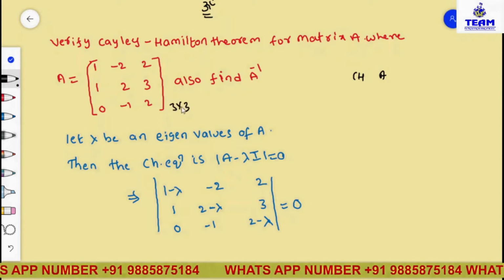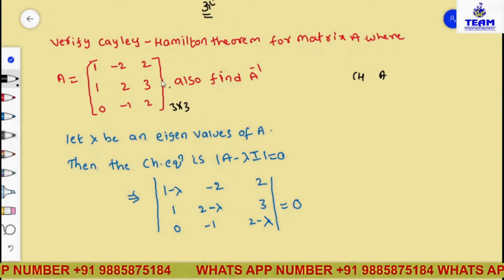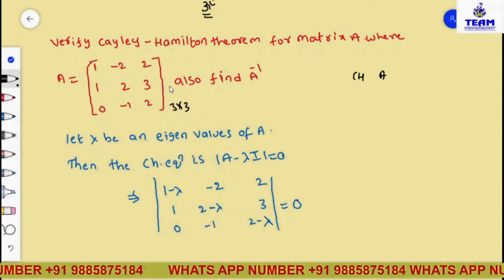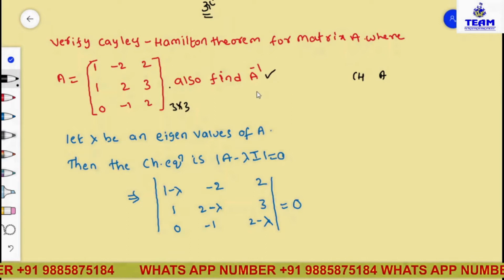Friends, A is a 3 by 3 matrix. First we have to verify the Cayley-Hamilton theorem for the given matrix, and also find A inverse.